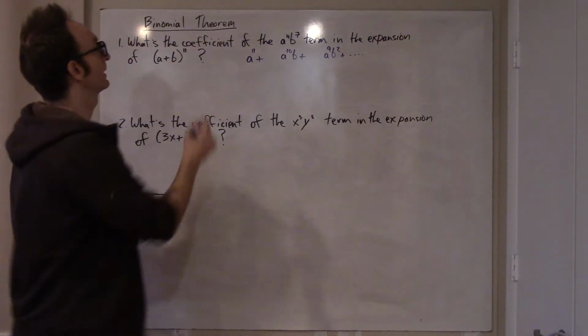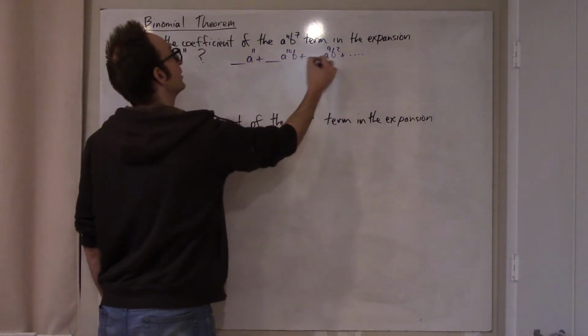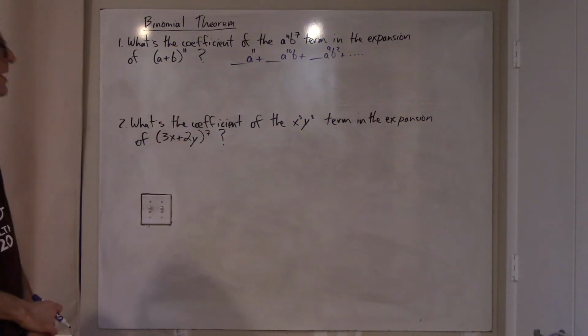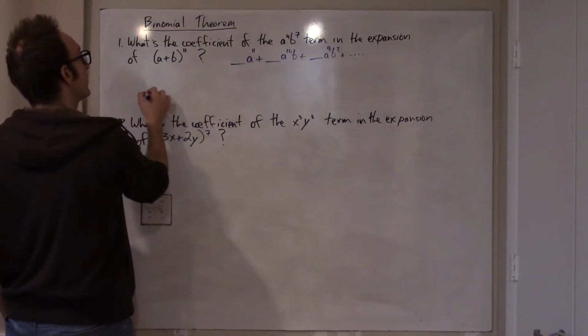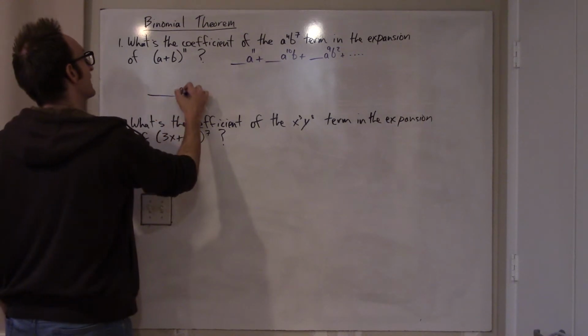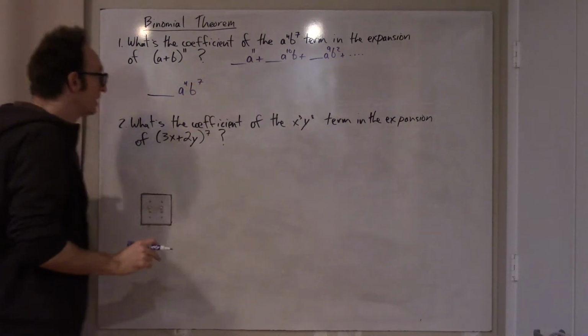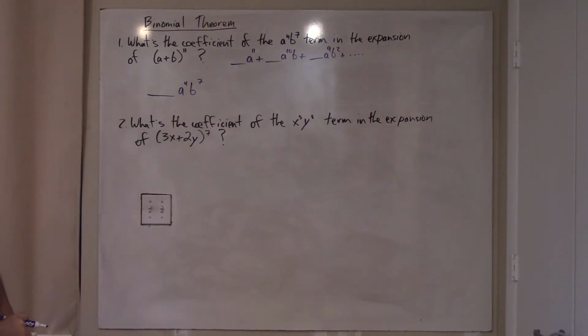And what we learned in class was how to compute these coefficients. So this just asks for one of them. What is the coefficient of a to the fourth, b to the 7th? Okay, and alright, once you know the answer, then you just know the answer.